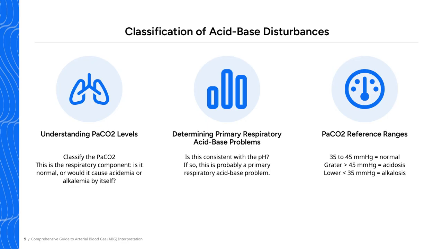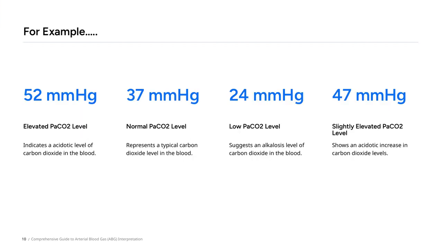Remember, this classification is fundamental when interpreting ABGs because it guides us to recognize whether the problem originates from the respiratory system or elsewhere. Let's take a closer look at the PaCO2 levels and what they tell us. When we see a slightly elevated PaCO2 level, around 47 mmHg, it indicates an acidotic increase in carbon dioxide levels. This suggests that the body might be retaining CO2, leading to a more acidic state.